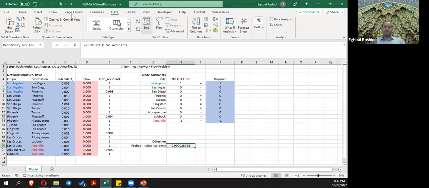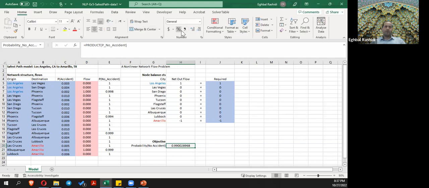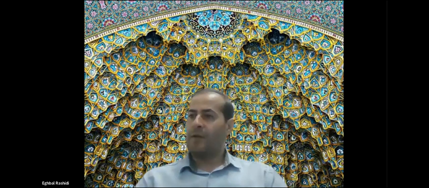I'm going to change this to percentage. And the required condition, minimum flow, is also satisfied. So, good. Any questions? Okay, let me go back to our lecture slide.